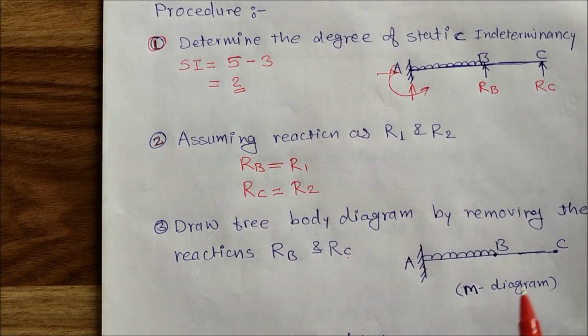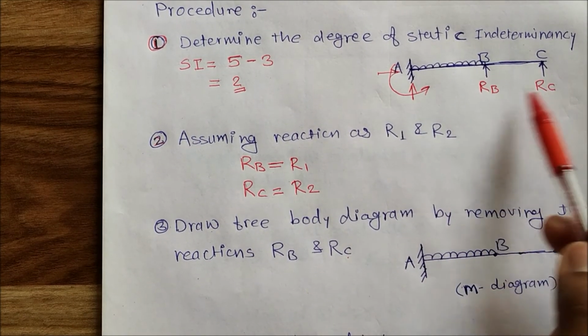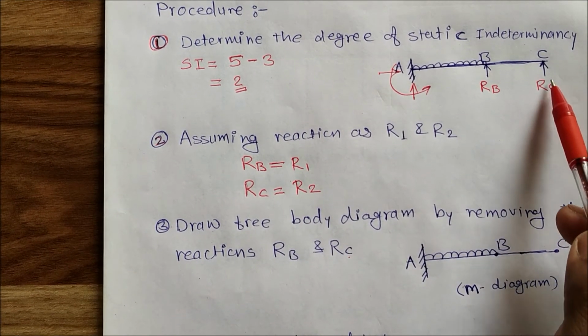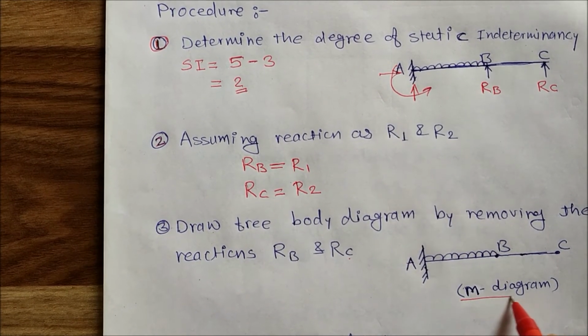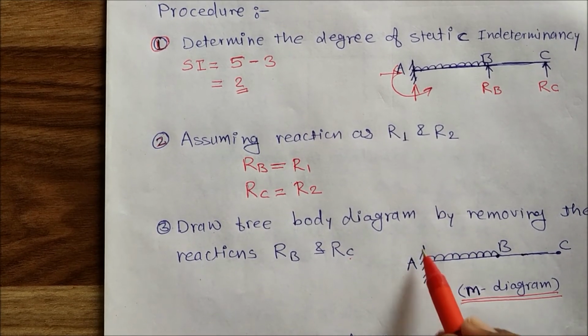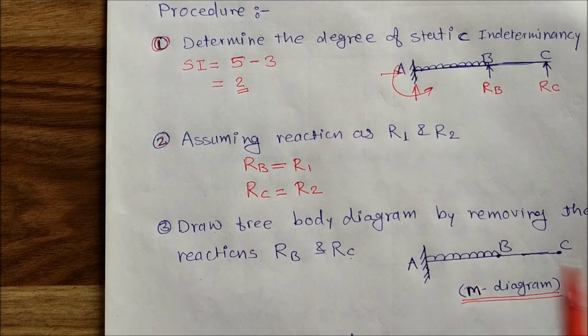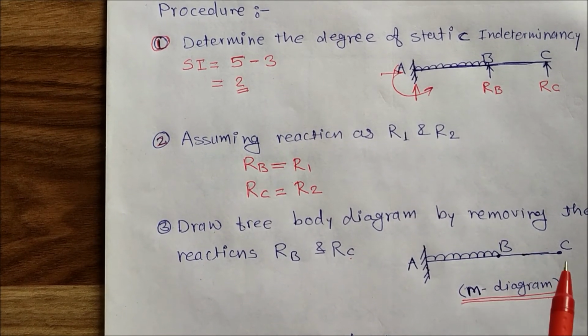In the third step, we have to draw the free body diagram by removing the reactions RB and RC. So in this step, we remove these reactions RB and RC, and that diagram is called the M diagram. In this diagram, only loading is there, no reaction. We just remove the reactions.